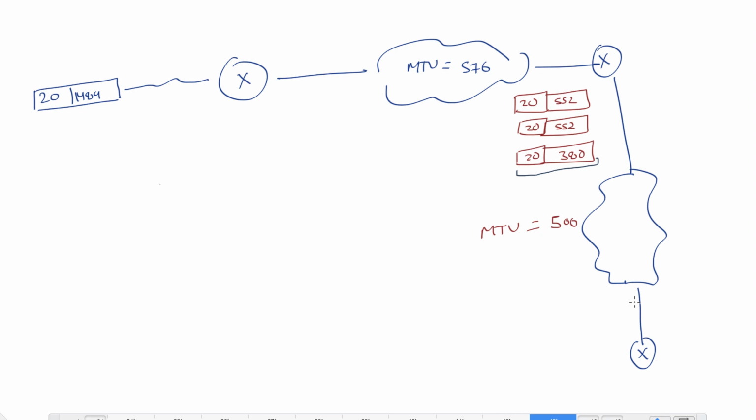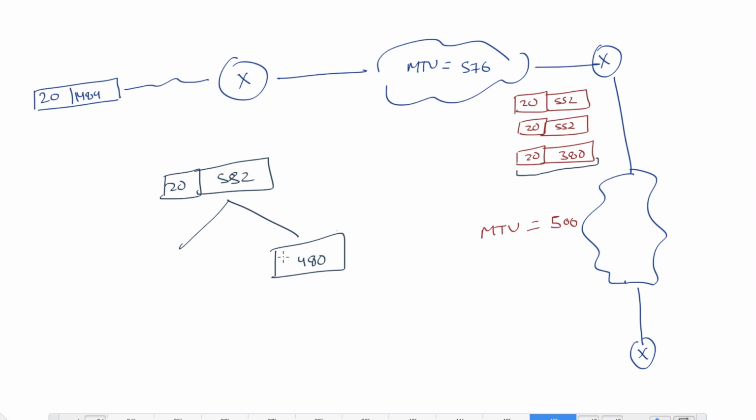Let me take one of them because both are identical. This is 20, this is 552. You should be dividing it into two parts. I think two parts will be enough. So the MTU is 500, which means the IP data it can hold is, if this is 20 bytes, then the IP data it can hold is 480 bytes, right? So this should be 480.